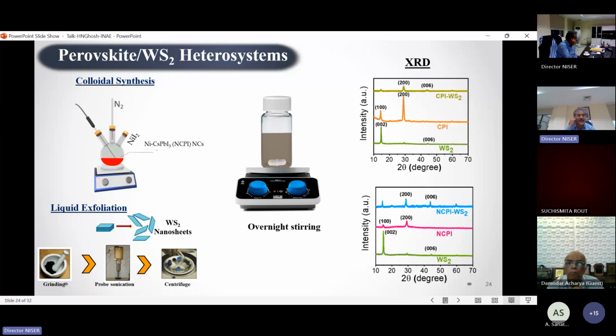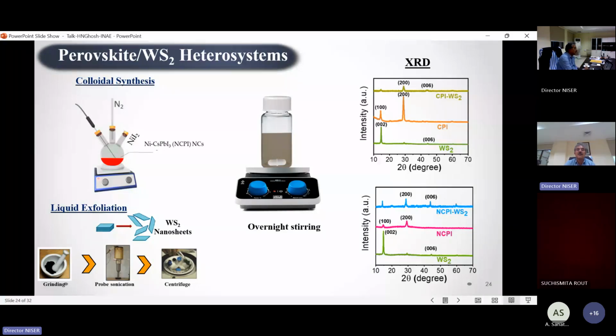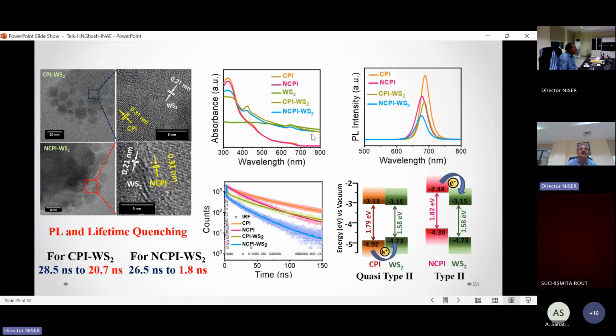It clearly suggests that in the presence of WS2, the XRD curve shows a change in the XRD pattern. We also took pure cesium lead bromide, iodide, and nickel-doped iodide. That's the characterization we did here. We have also done HRTEM measurements, and also XPS and photoluminescence studies.